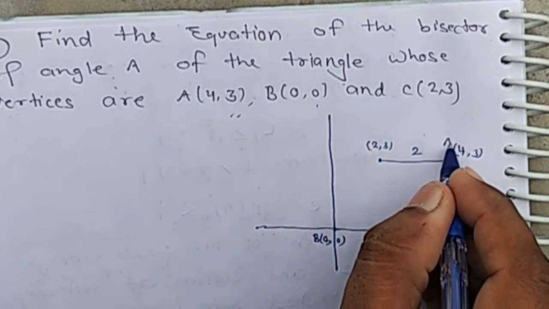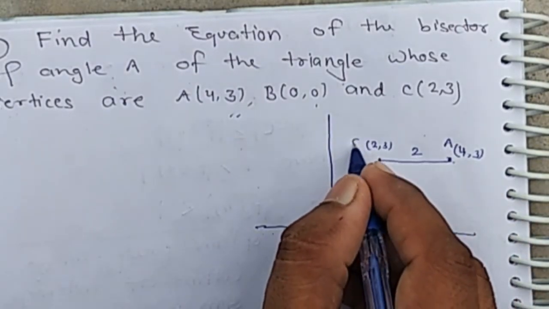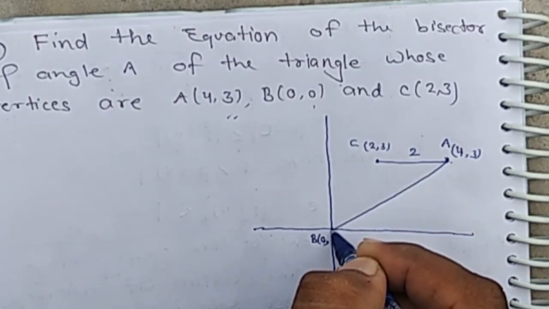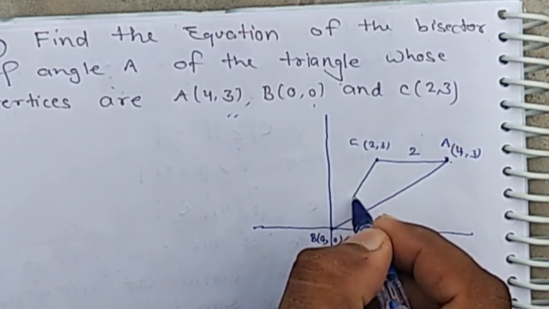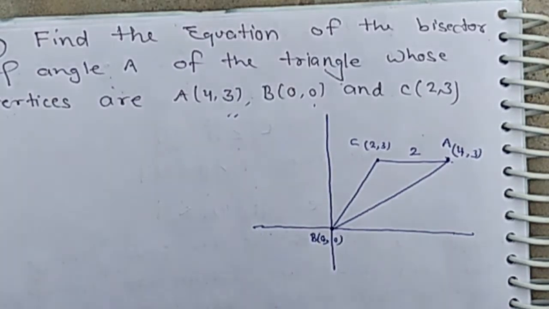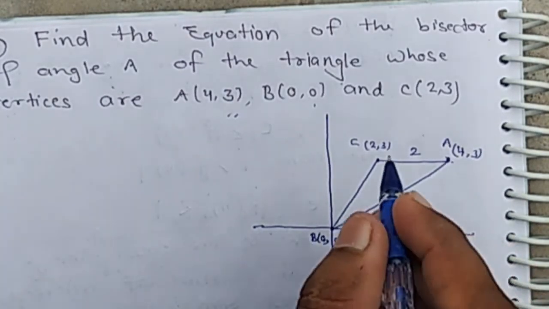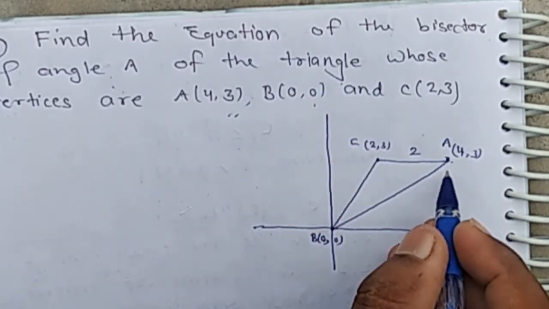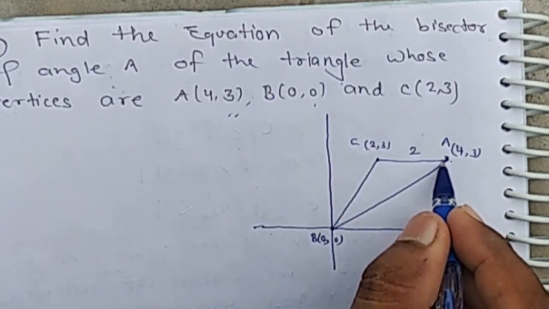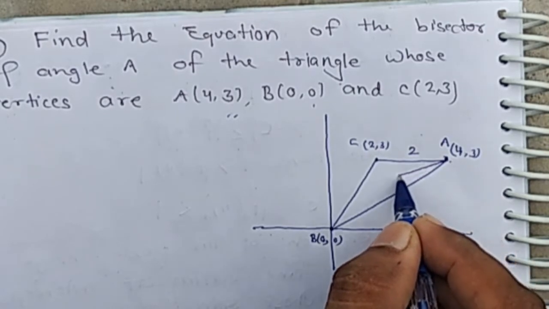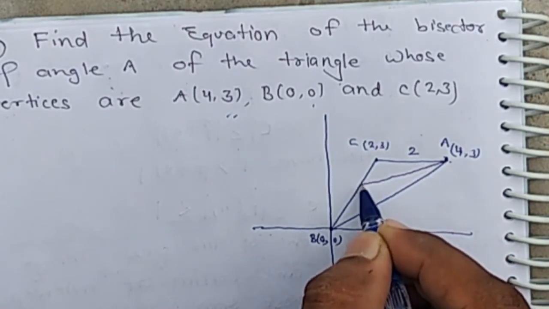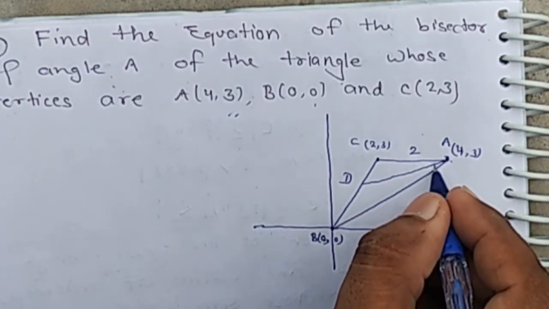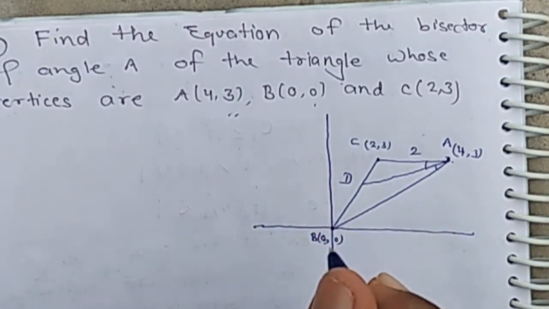It is point A and point C. Now join AB and CB, and we have to find the equation of the bisector of angle A. Let AD be the bisector of angle A. These two angles are equal.